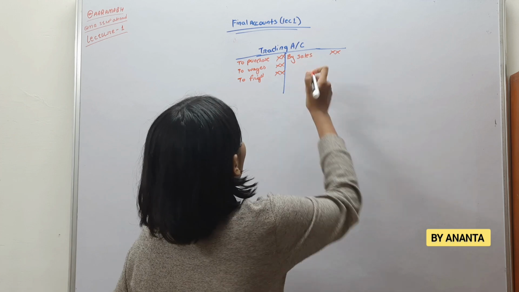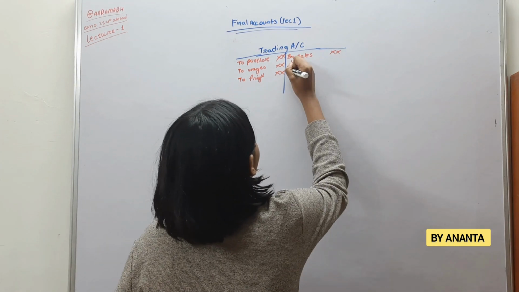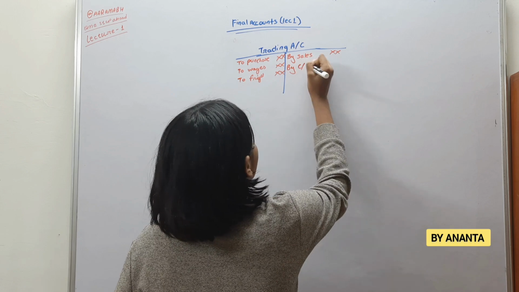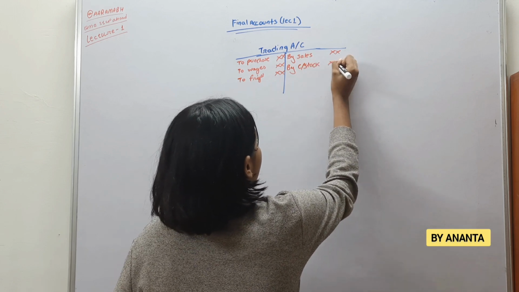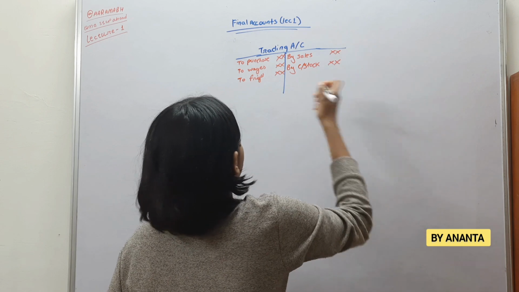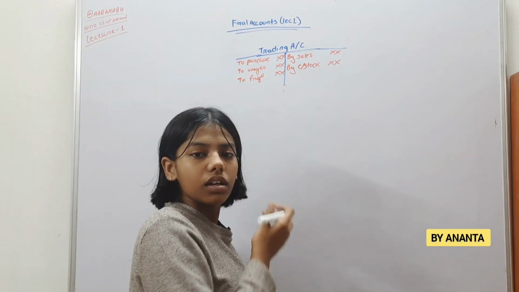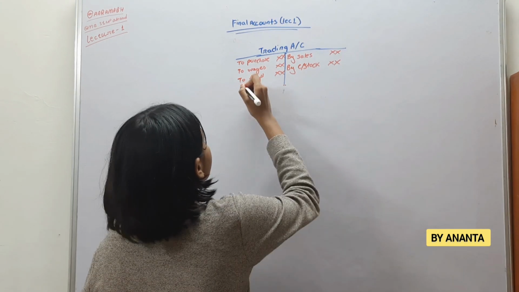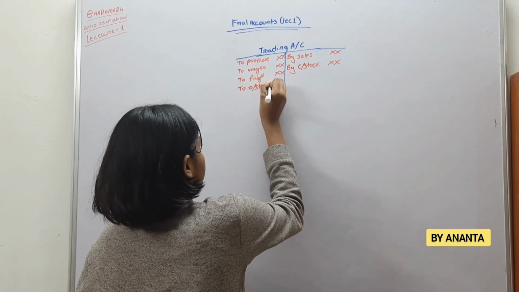On the credit side, we'll post our closing stock, by closing stock. Then we'll add these up. And on this side, we'll post our opening stock.